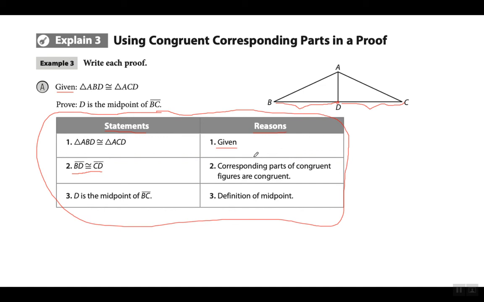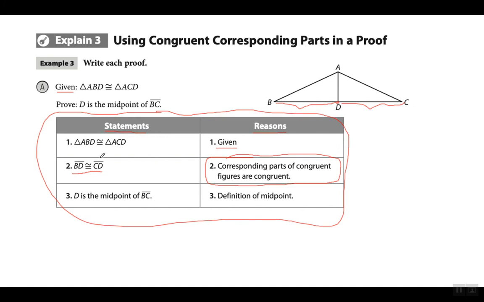Now look at the reason. That's the name of this chapter. This reason, you use it a lot. After you see it a couple times, you'll get the hang of when you use it. But basically, once you state that two shapes are congruent, you can just pick the sides that correspond to each other or the angles that correspond to each other and write that they're congruent and use this as the reason. Corresponding parts of congruent figures are congruent.